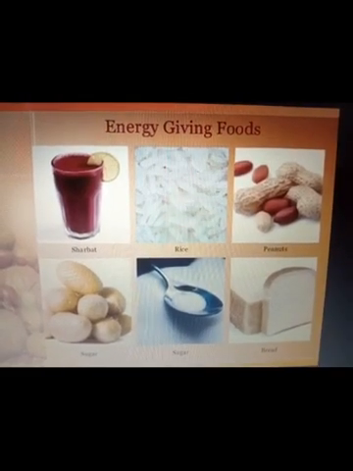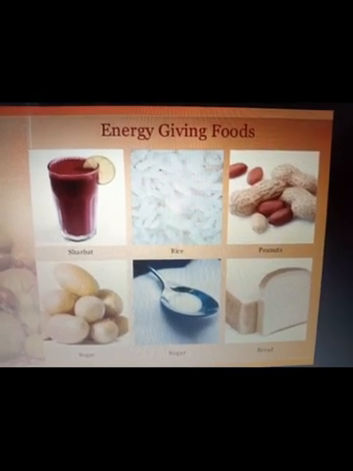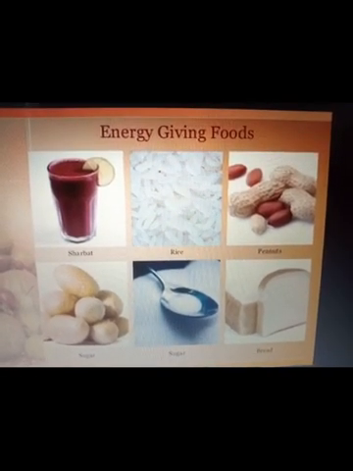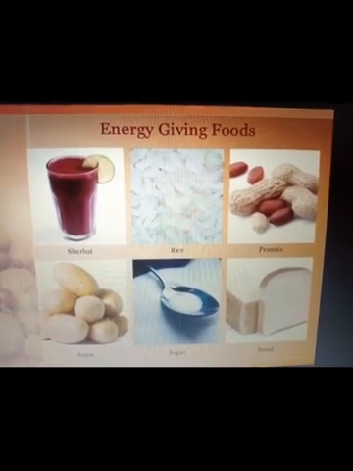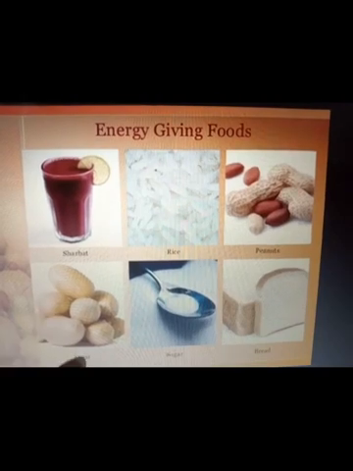Examples of energy giving foods: rice, peanuts, sugar, potato, bread. This is potatoes, not sugar, okay?